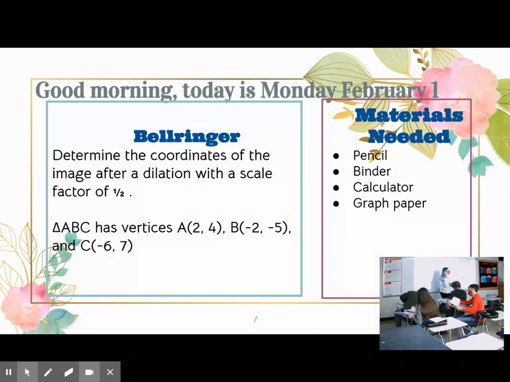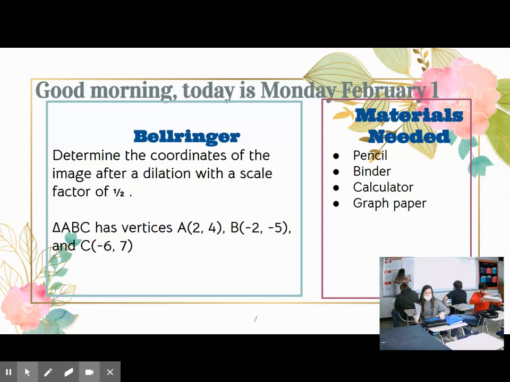And since it's been a couple days, I want to remind you that whenever you find the scale factor, it's always the prime over the original. So it's from C to P prime on top and C to P on bottom. That's how you find the scale factor. If it's between 0 and 1, then it's a reduction. And if it's greater than 1, it's an enlargement.